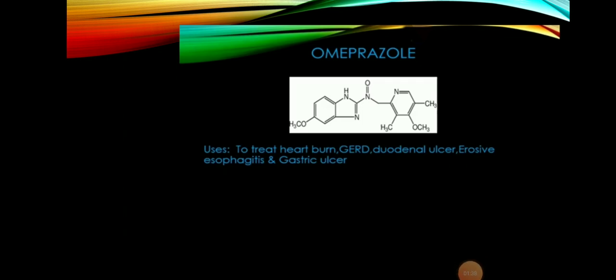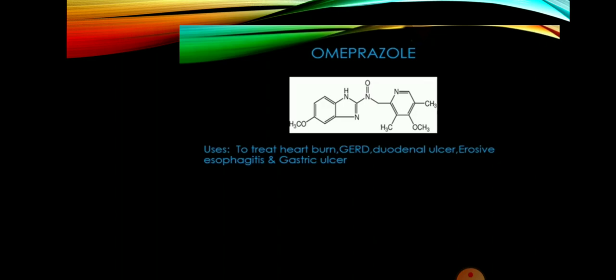First, the structure of OMEPRAZOLE. The name ends in "zole", which indicates it contains benzimidazole. So that is the first clue to help you remember the structure of these proton pump inhibitors. So what is the clue here? "Zole" indicates it contains benzimidazole.